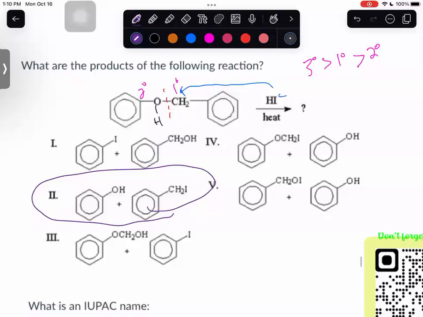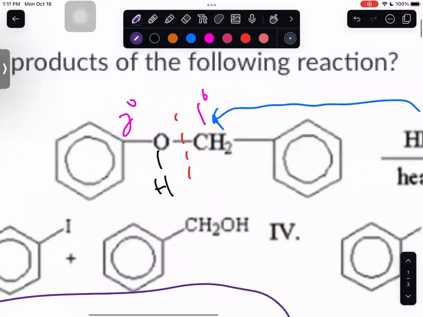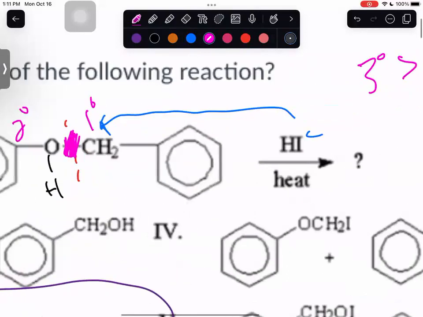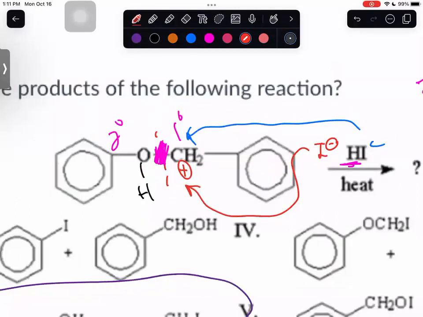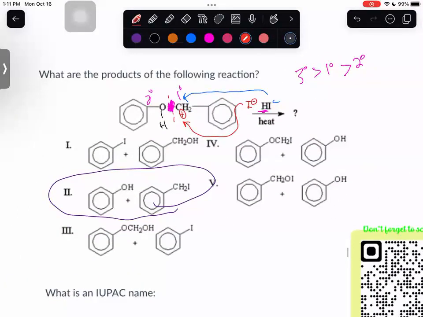We know the ranking is tertiary, then primary, then secondary. So that's why we're cleaving the one on the right. Once we cleave this bond, that's going away, so the oxygen is just hanging from that secondary carbon. We're going to protonate it with whatever hydrogen you're given in the acid. Once you cleave that primary carbon, technically you're creating a little carbocation. To make it stable, the iodine minus is just going to attack there and get connected. So that's why option 2 was the answer.